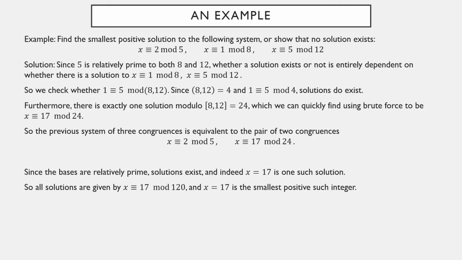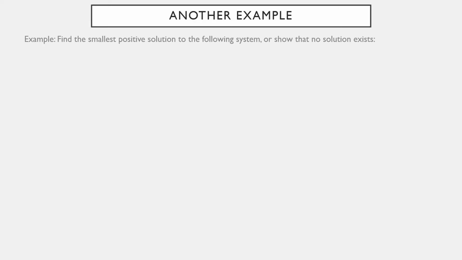However, that actually tells me that all solutions must be equivalent to 17 mod 120. And 17 is the smallest positive integer that is equivalent to 17 modulo 120. So we found the smallest positive solution, and we had to combine techniques from various places. Let's do another example. Again, find the smallest positive solution or show that there isn't one to find.